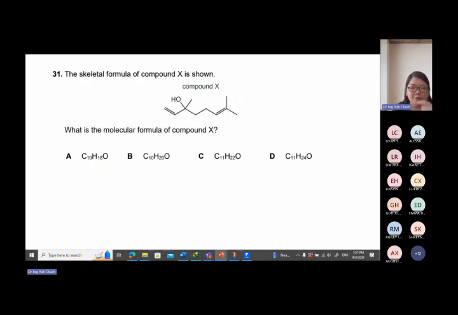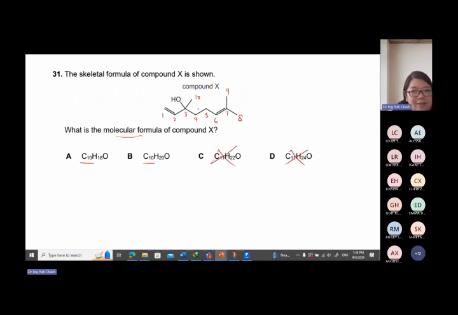Question 31, skeletal formula of compound X is shown here. What's the molecular formula of compound X? Okay, finally, an easier question. Molecular formula means just count all the number of atoms of different elements. So carbon first. 1, 2, 3, 4, 5, 6, 7, 8. I always count the one in the backbone first, the longest chain. 8 carbon. Now the branches, 9 carbon, 10. So C10. Wrong, wrong.